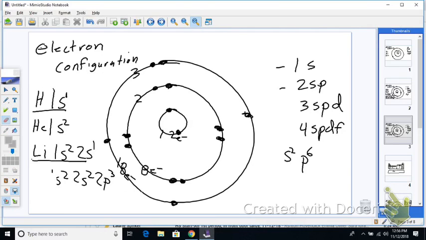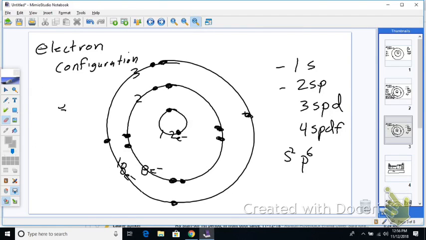So, first of all, to see if you did it right, you should look at nitrogen, and nitrogen and phosphorus should end in what? P3. Right? Both of them should end in p3 because they're in the same family. So phosphorus, we go along, we go 1s2, 2s2, 2p6. The second level's filled. Then we go 3s2, 3p3.